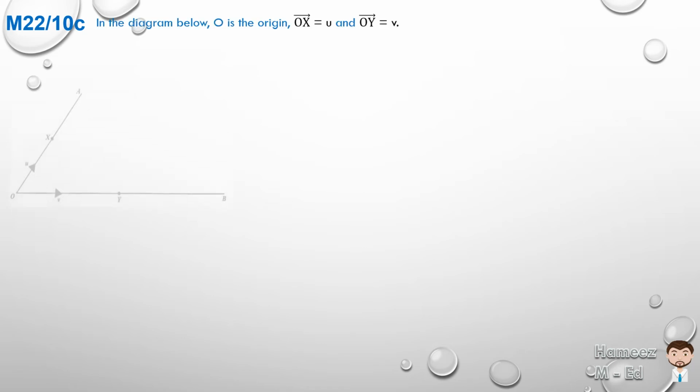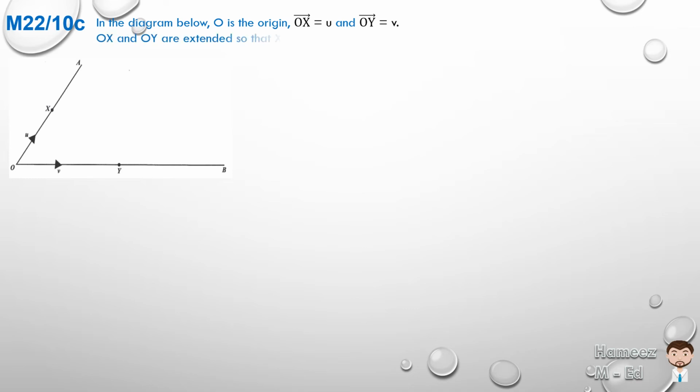May 2022, number 10C. In the diagram below, O is the origin, OX is equal to u, and OY is equal to v. OX and OY are extended so that X and Y are midpoints of OA and OB respectively.